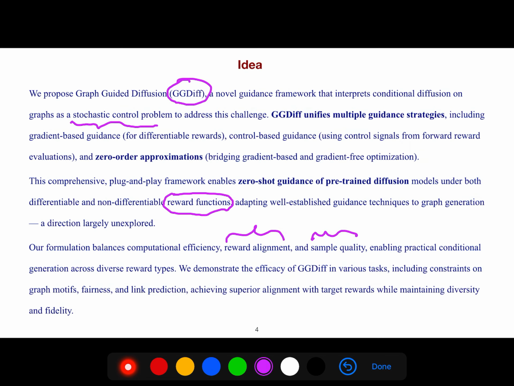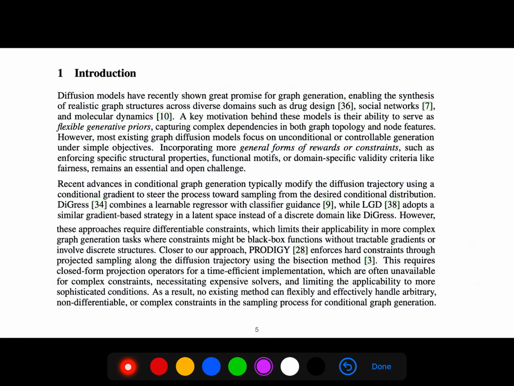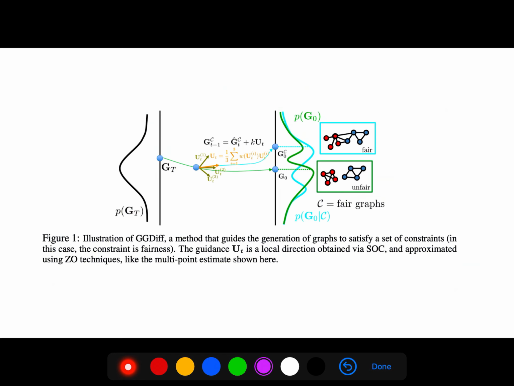So what they did, they work on various tasks like having constraints on graph motifs, fairness, and also link prediction. So here you see an illustration of GGDiff, a method that guides the generation of graphs to satisfy a set of constraints. For example, here the constraint is fairness. This is fair, this is not fair, this is unfair.